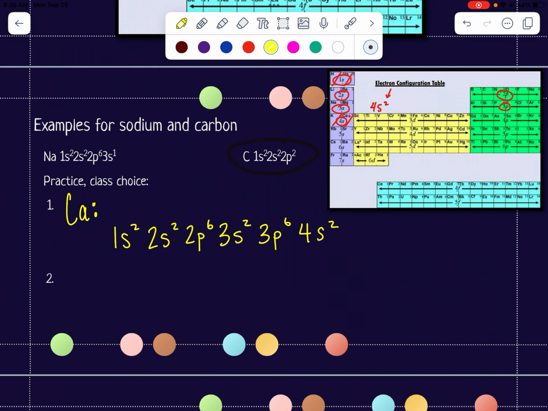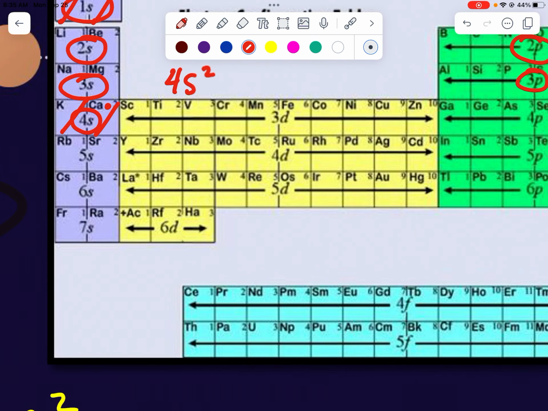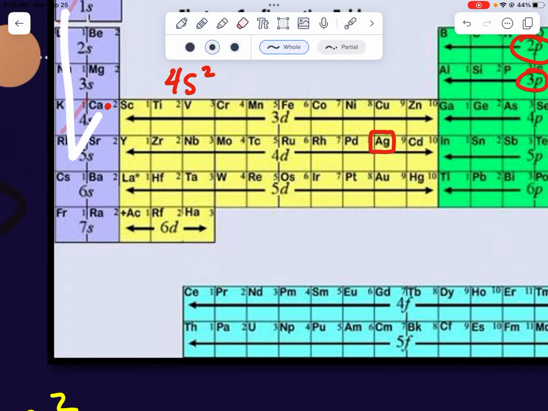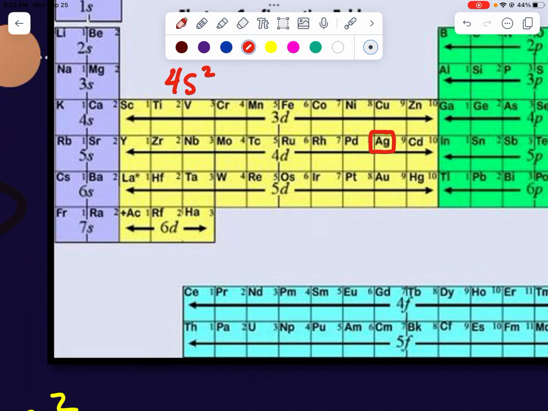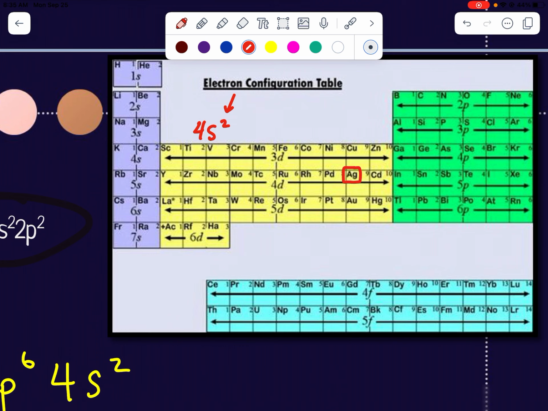All right. For my next example, I'm going to pick an element that's a little bit farther down. I am going to pick the element silver. I want us to practice going through the D block because that is common. That's the yellow area here. So to get all the way to silver, follow along on this periodic table. Just watch for a second.